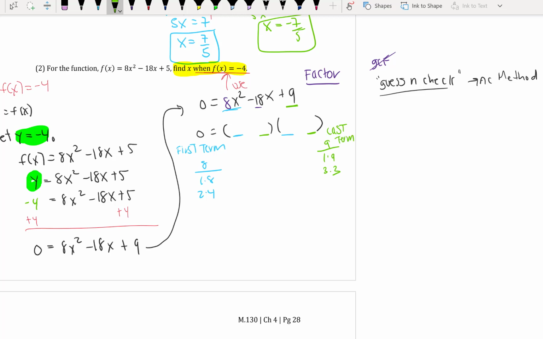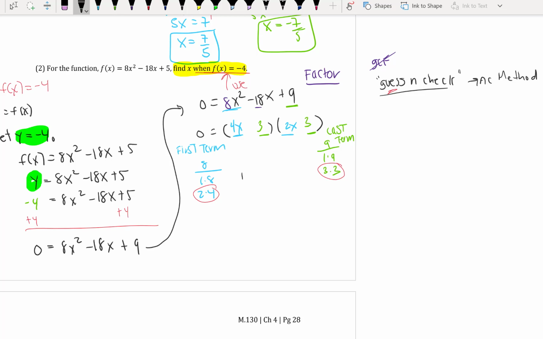So I'm going to go ahead and just guess and check. So I'm going to guess first. So I'm going to guess the 2 and the 4. So I'm going to get that this is going to be 4x and 2x. Now, because I guessed that, now I want to guess my last term. So I think because I want the 18, I'm going to go with 3 and 3. So this is going to be my first guess.